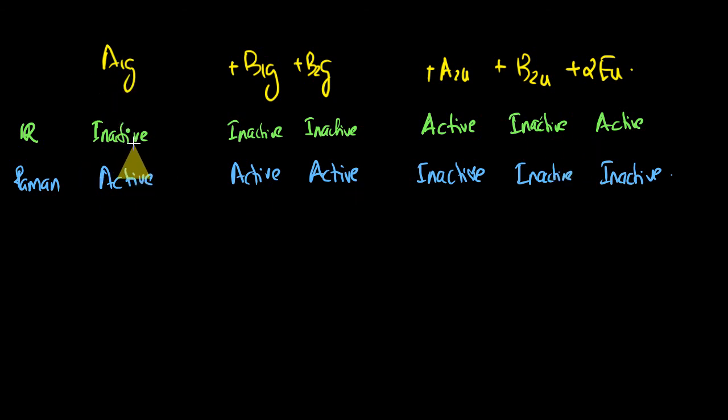A1G is IR inactive but Raman active. B1G is IR inactive but Raman active. B2G is IR inactive but Raman active. A2U is IR active but Raman inactive. And B2U is IR inactive and Raman inactive. Okay, this one is both IR inactive and Raman inactive. And the other one, EU, is IR active but Raman inactive.